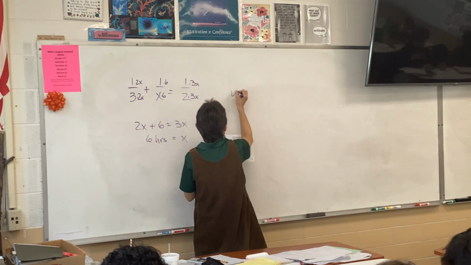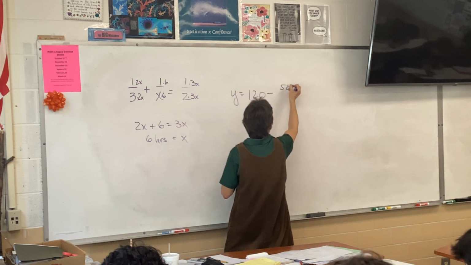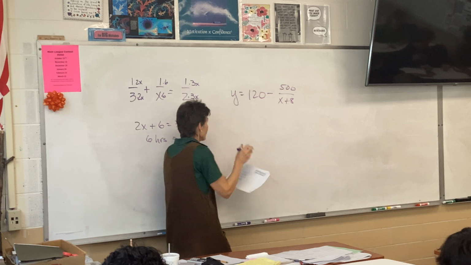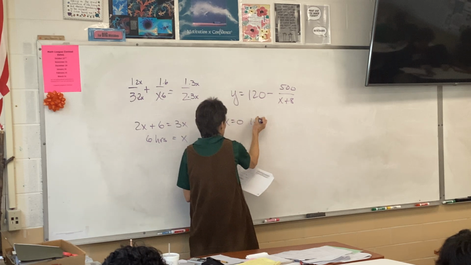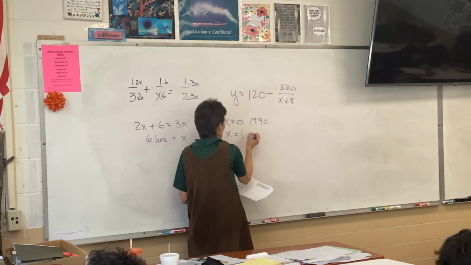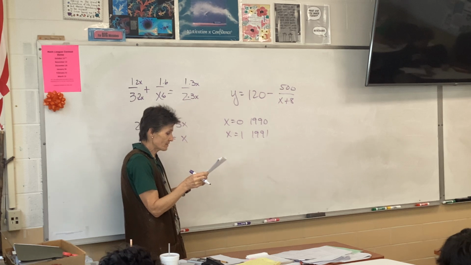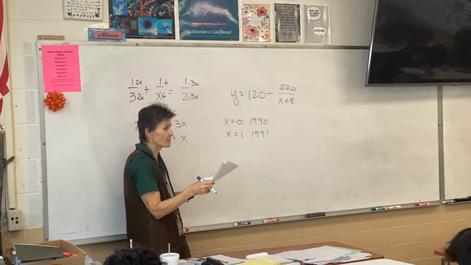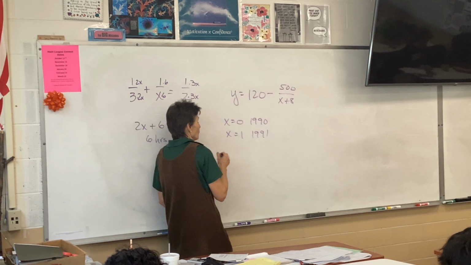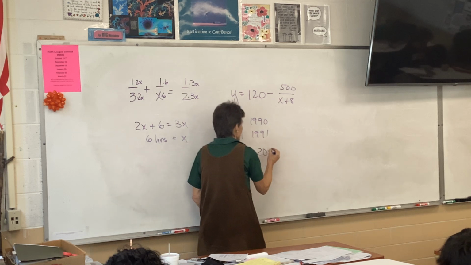All right, so my equation is 120 minus 500 over x plus 8. X equals 0 is 1990. X equals 1 is 1991, okay. Find the amount of sales in 2011. So what would X be if it's 2011?